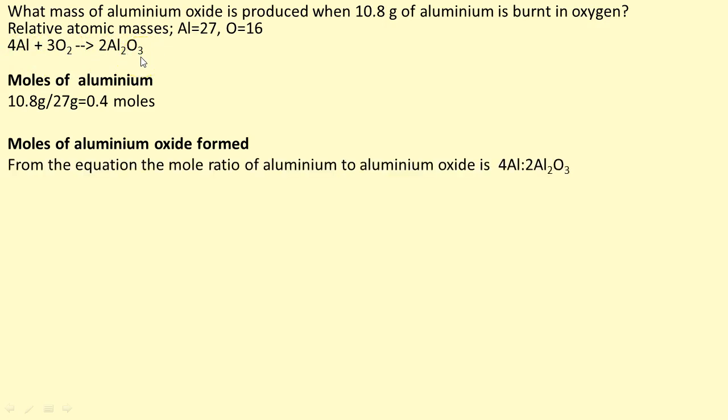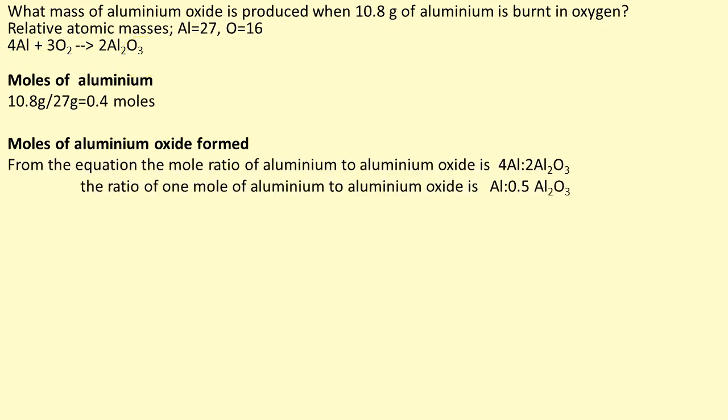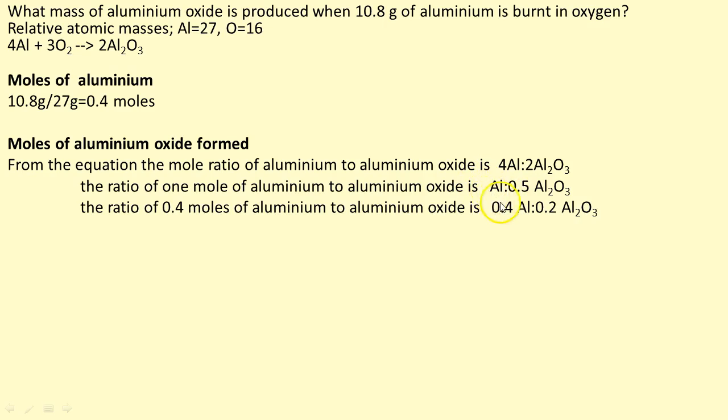Or we could divide this ratio through by 4 to generate a ratio of 1 mole of aluminium forms 0.5 moles of aluminium oxide. To get it to relate to 0.4 moles of aluminium, we can multiply both sides by 0.4, giving us 0.4 moles of aluminium will give us 0.2 moles of aluminium oxide.